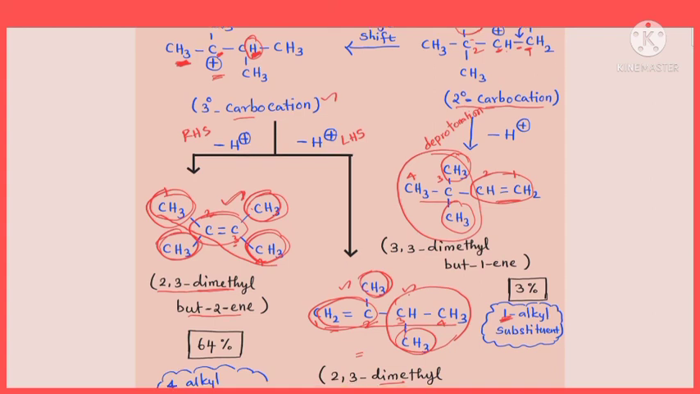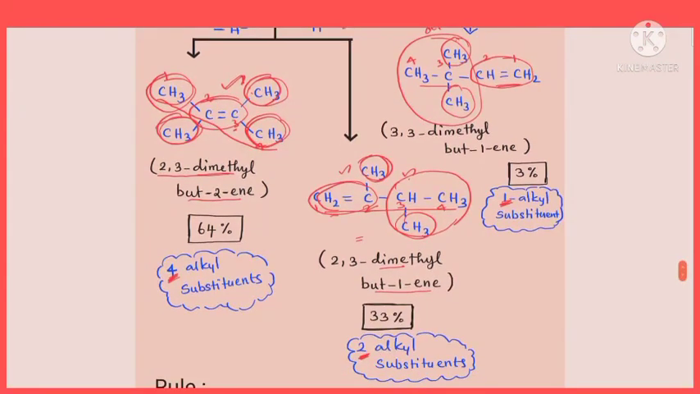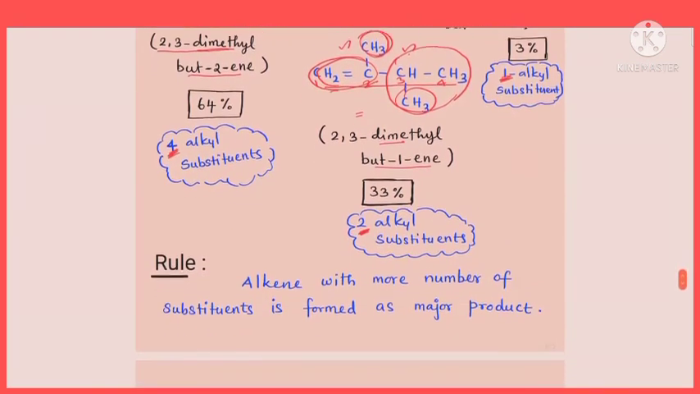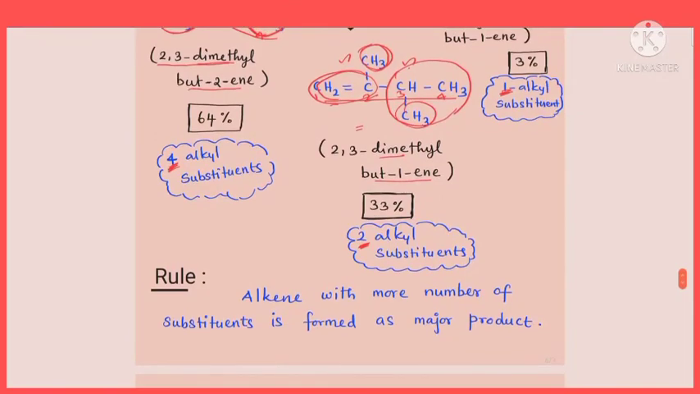Okay, I hope you are able to follow how the 3 different alkenes are formed, as well as what the rule is behind this Saytzeff reaction. Okay, once again I say the rule. When an alcohol undergoes intramolecular dehydration in the presence of concentrated sulfuric acid, if there is a possibility of formation of more than one alkene, the alkene which has more substituents is formed as the major product.